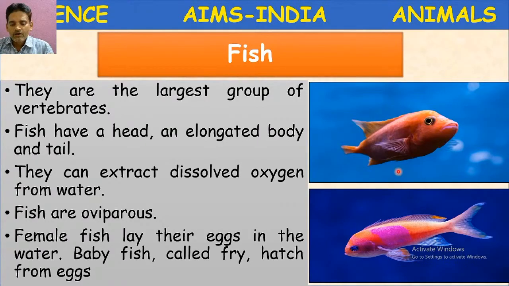Next, they are also oviparous. They lay the eggs. And amphibians as well as the fishes, both are cold-blooded. Cold-blooded means their body temperature does not remain constant. They change their body temperature according to change in the environmental temperature. So these are some of the characteristic features. And only a two-chambered heart is present in these fishes. So let us proceed.